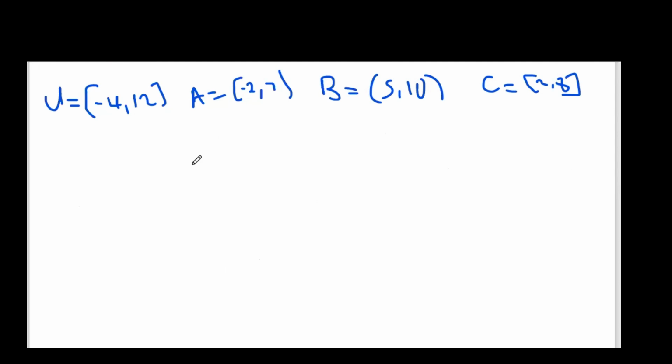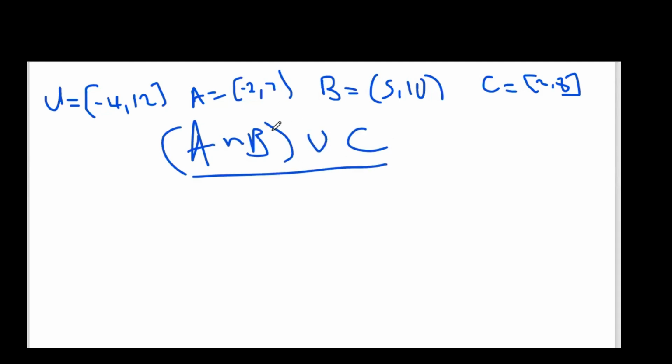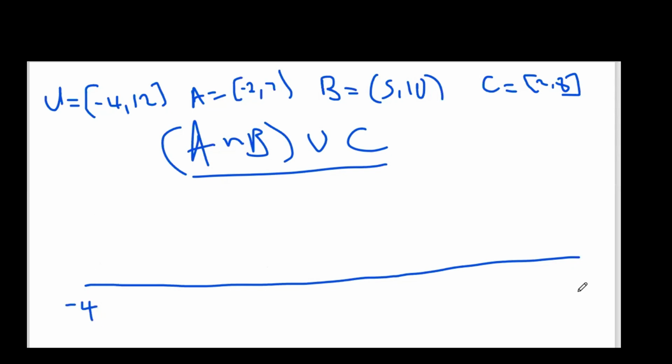And then we are being told to find A intersection B union C. So how are we going to find this? We're just going to draw a number line, right? So the universal set starts from -4 all the way up to 12, so I'm going to write that as my universal set. That point is included, that point is included. And somewhere here I'm going to have a 0.